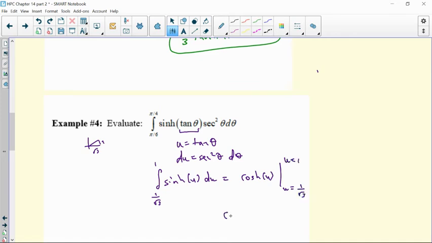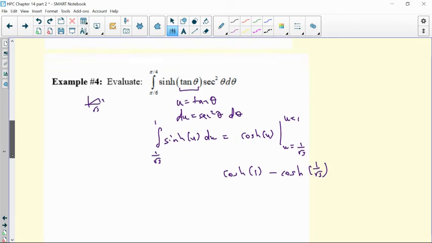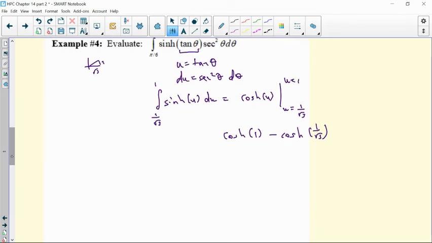Depending on what it's asking, there's no reason why we can't just leave it like this: cosh of 1 minus cosh of 1 over root 3. But again, if you wanted to give it in terms of an exponential function, you could, right? e to the x plus e to the negative x over 2 is hyperbolic cosine. And I think that's it.